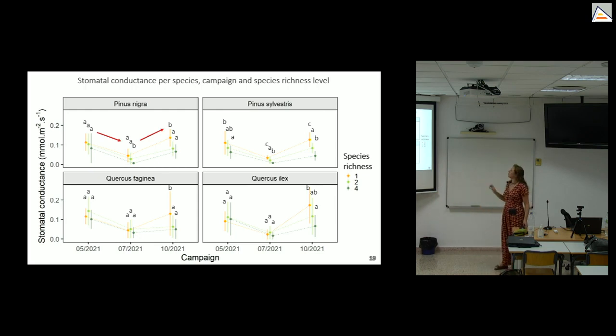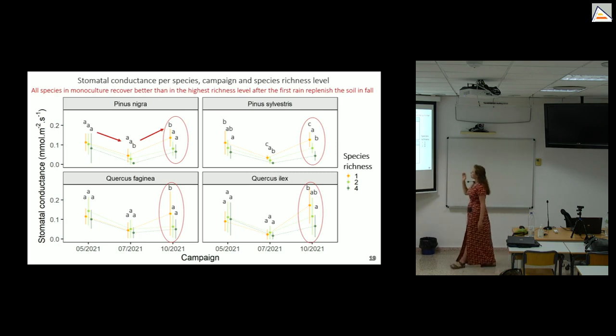And concerning the effect of the 3 species interaction, what we can see is that in spring or in summer, there is not so much difference between the 3 species richness levels, but in fall, when the plant recovers, it seems that for every species, in monoculture, the plant recovers better than in the highest species richness. So this is quite interesting.